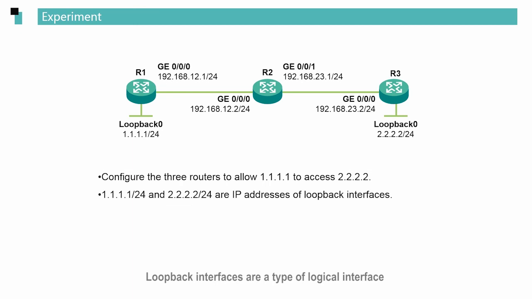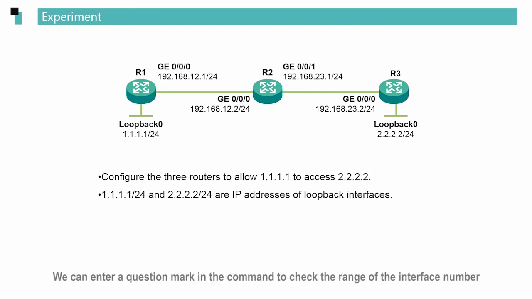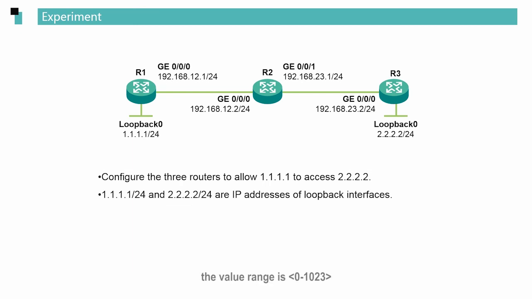Loopback interfaces are a type of logical interface. We can configure multiple loopback interfaces on the device. Let's configure a loopback interface for R2 using the interface loopback command. We can enter a question mark in the command to check the range of the interface number. As we can see, the value range is 0 to 1023. This means that we can configure a maximum of 1024 loopback interfaces.